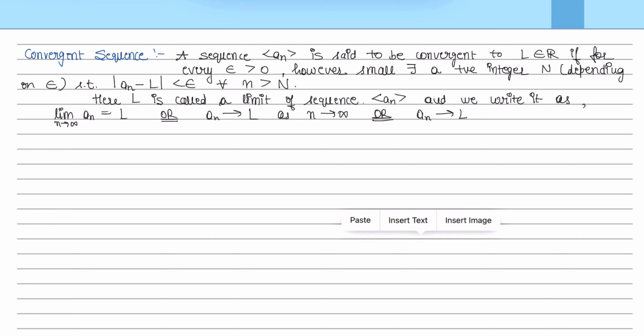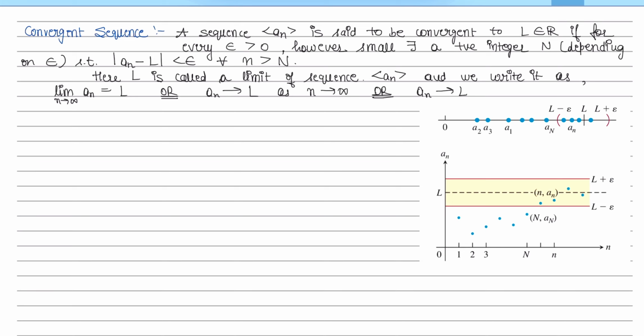Let us make an understanding of this definition. Here the blue points are depicting my sequence points over this graph. When n is 1, my a1 is here, and when n is 2, my a2 is here, and we can see that points are first decreasing and then increasing, or they are just in a zigzag form, and after this point n they are going close to this number L. So here L is my limit of the sequence, and all the terms of the sequence after a particular point n are converging to the point L. So this is the graphical meaning of a convergent sequence.